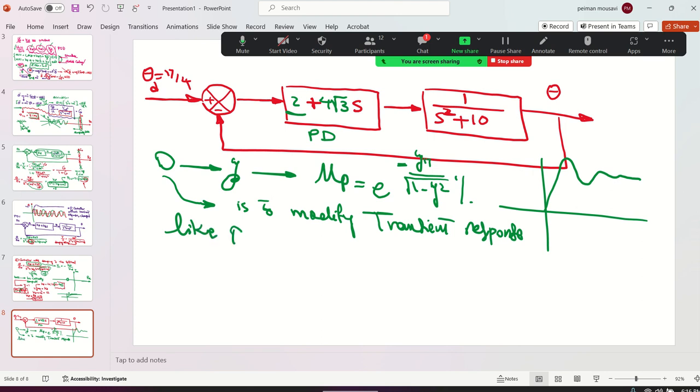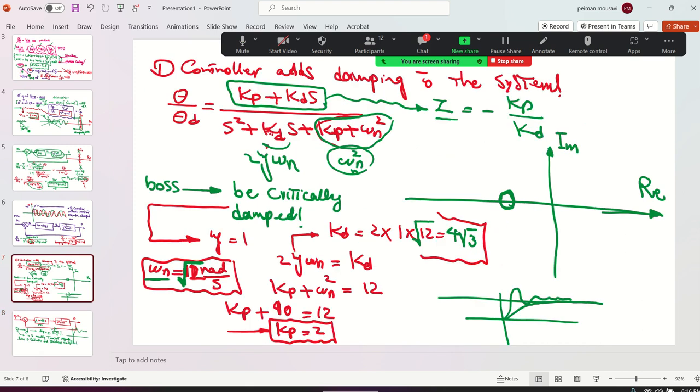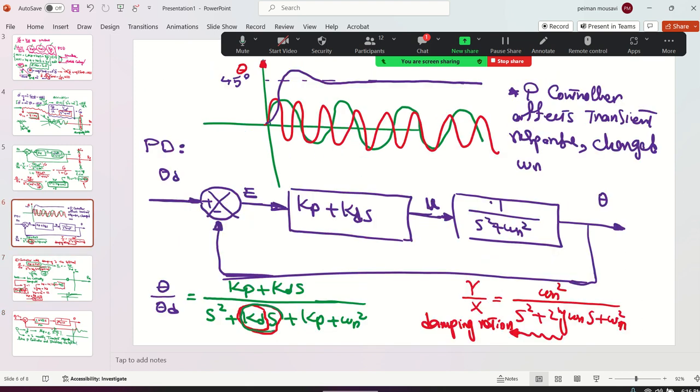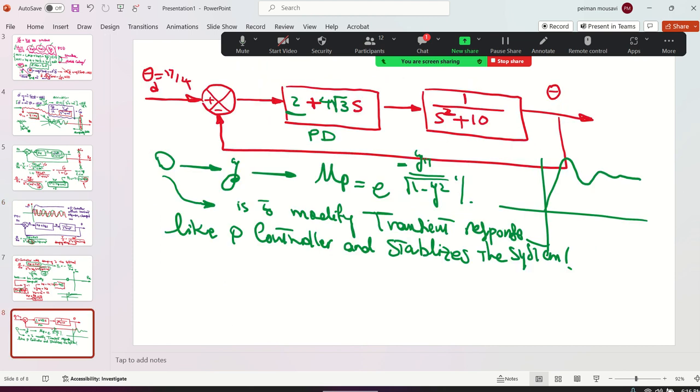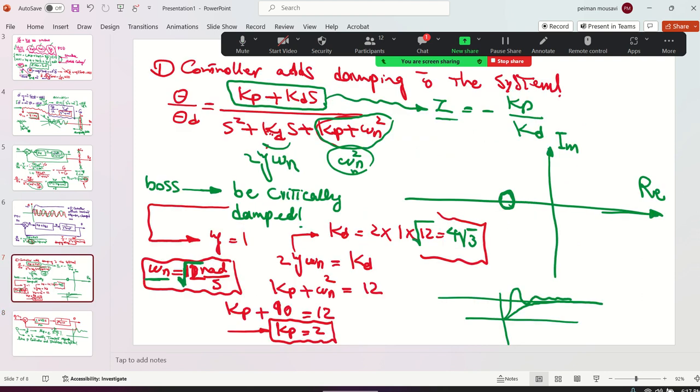like P controller and stabilizes the system, because look at here, this stabilizes the system by adding S here. So now you learn that the PD controller, they are tuning transient response, modifying transient response, and P controller stabilizes the system at the same time. We got it, everybody? Yes?